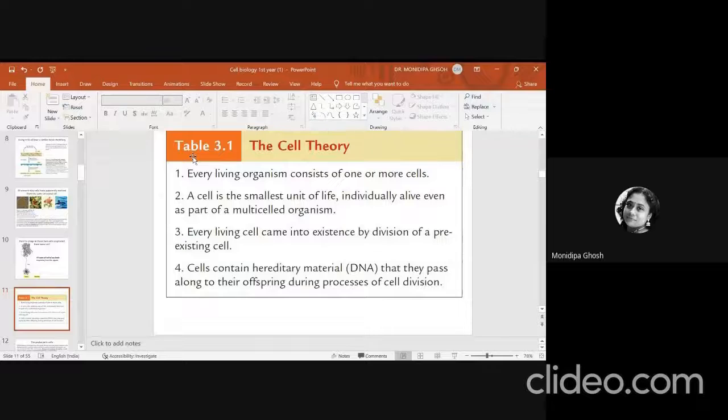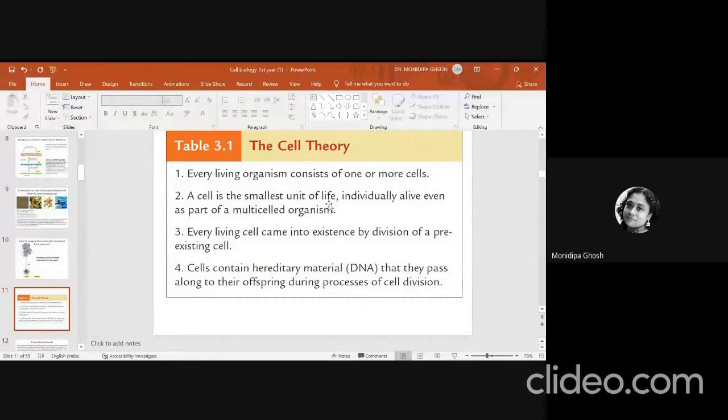The living organisms are composed of cells, which are the main component of the living organism. Every living organism consists of one or more cells. A cell is the smallest unit of life, meaning from a single cell, cell division occurs, and many cells evolve from one cell into multiple cells.